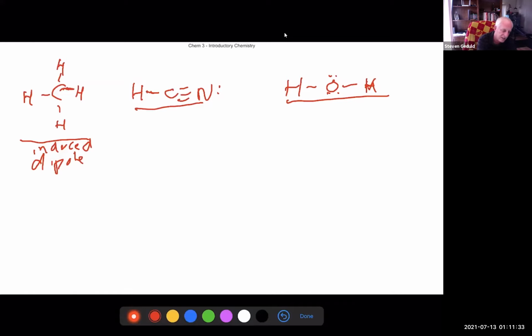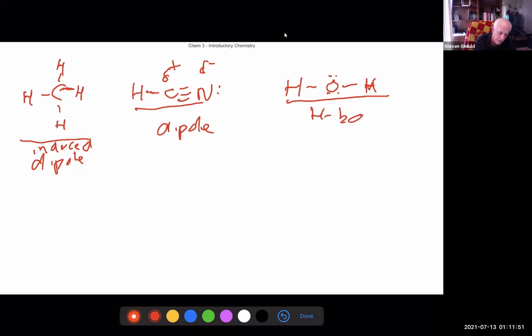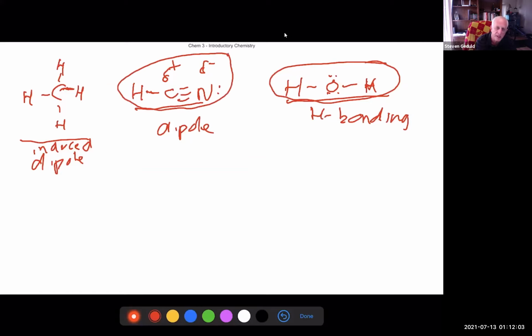Hydrogen cyanide actually has a delta minus and delta plus, has a polar bond. So it's going to have dipole-dipole bonding. They're going to have two dipoles attached to each other. And water has hydrogen bonding, which has a hydrogen bonded to an oxygen, a nitrogen, or fluorine. So hydrogen bonding is going to exhibit the highest boiling point. Okay? And the second would be the dipole, with hydrogen cyanide has a polar bond. And the last would be the induced dipole.